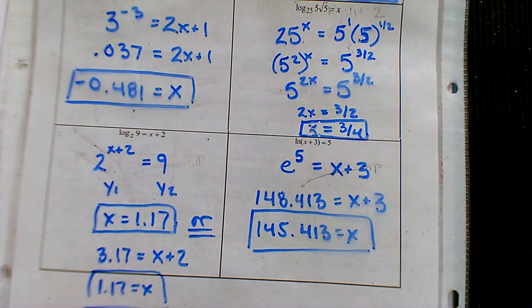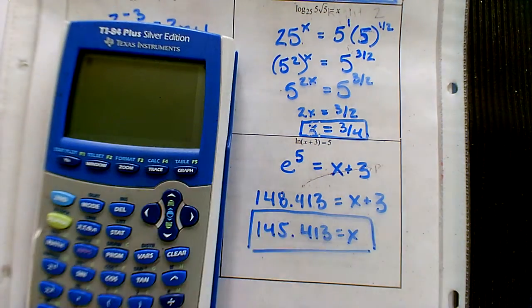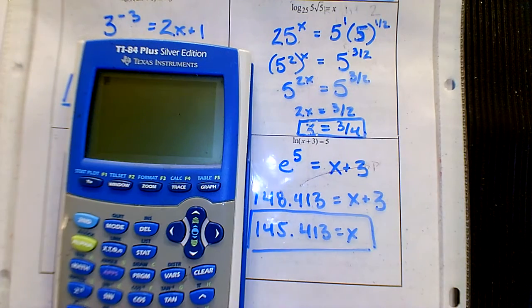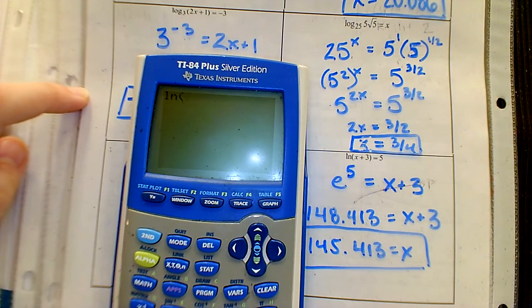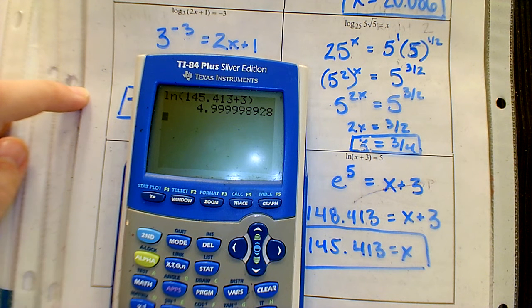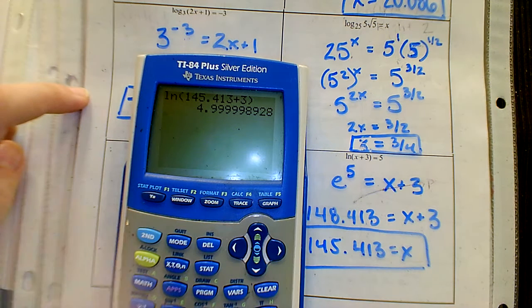Maybe you want to check your work, okay? If we were to plug that value back in for x, we would need the natural log of the 145.413 that we found, plus 3, and the moment we hit enter, hopefully it's something really close to 5, which it is.